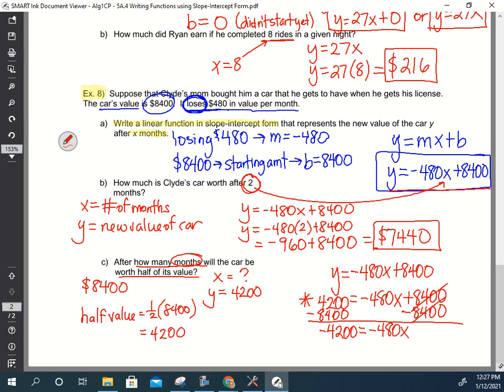Then what do we do? Divide. So what number are we dividing by? Find out. So that means x is equal to 8.75.